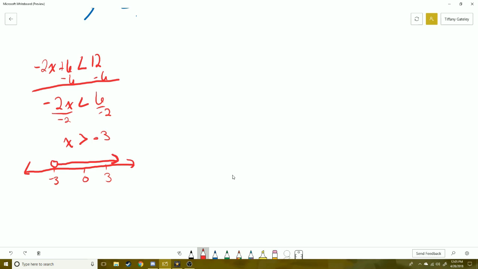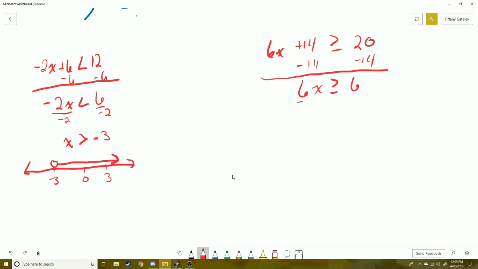Alright, let's do another example. 6x plus 14 is greater than or equal to 20. Alright, so it's minus 14 on both sides. 6x greater than or equal to 6. Divide by 6. And this time our sign stays the same because it's not a negative. So x is greater than or equal to 1.